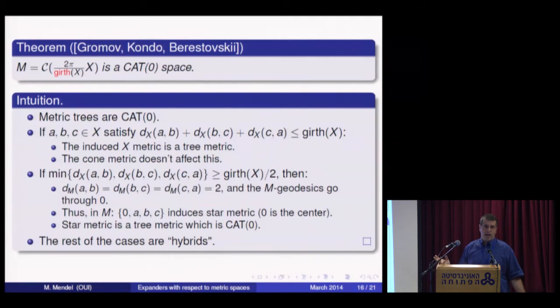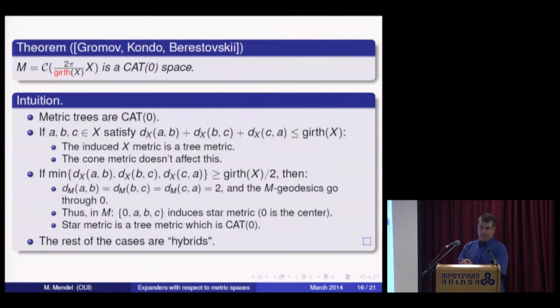What happens if all distances are large? Here you see that the cone is very important. If all distances are larger than half of the girth, then in the Euclidean cone, the metric that you get on A, B, and C is actually a star metric, where 0 is the center of the star metric, and A, B, and C are leaves. Just think about it. You don't need to remember the whole formula, but it's just a truncation. I'm truncating at pi. Pi after this scaling just means half the girth. So all distances become 2 in this setting.